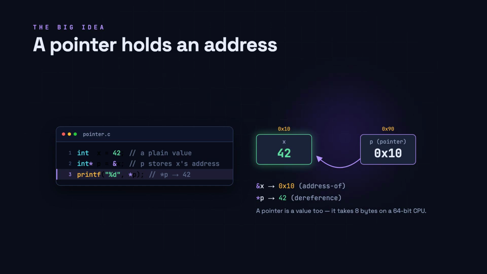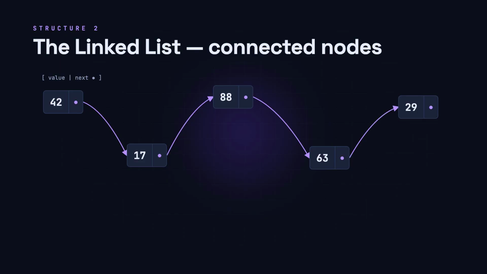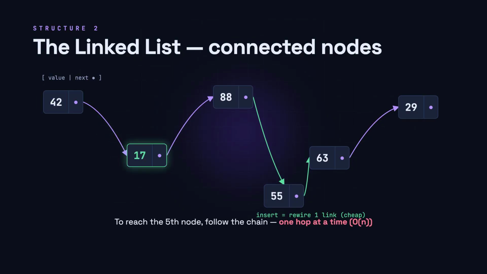But arrays have a cost. Their size is fixed, and inserting in the middle means shifting everything else over to make room. A linked list solves this differently. Each item, called a node, stores its value plus the address of the next node. The nodes can live anywhere in memory, joined together by these pointers. Now inserting is cheap, you just rewire a link. The trade-off is access. To reach the 5th item, you have to follow the chain from the start, 1 node at a time.